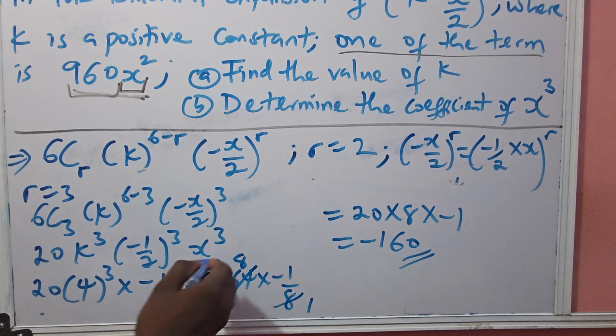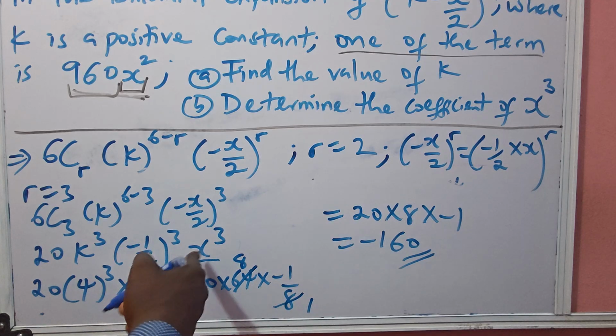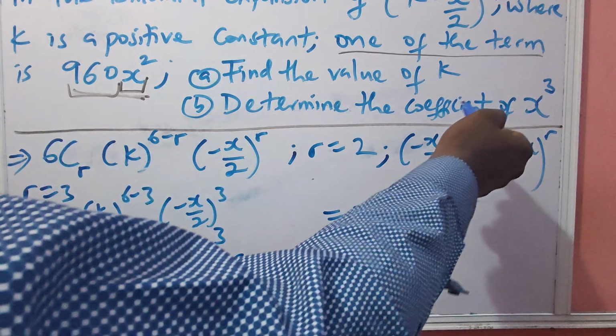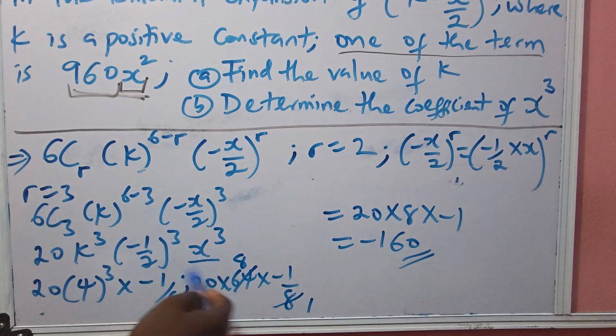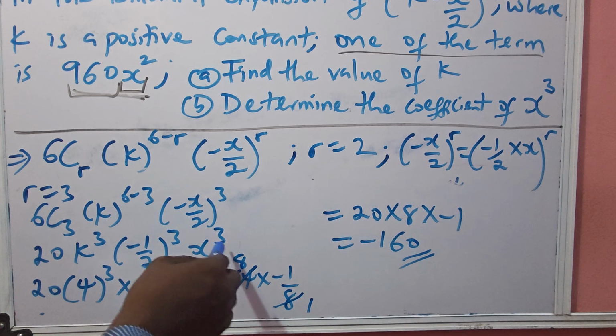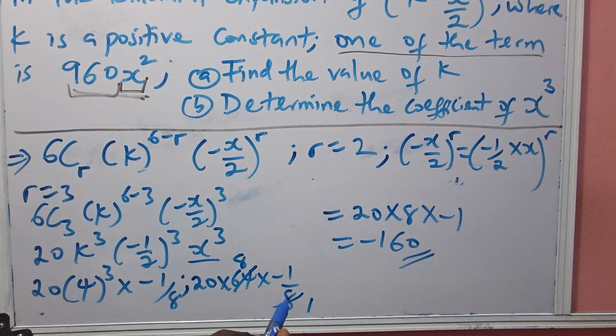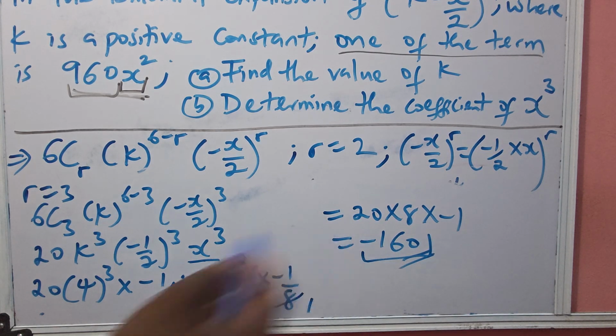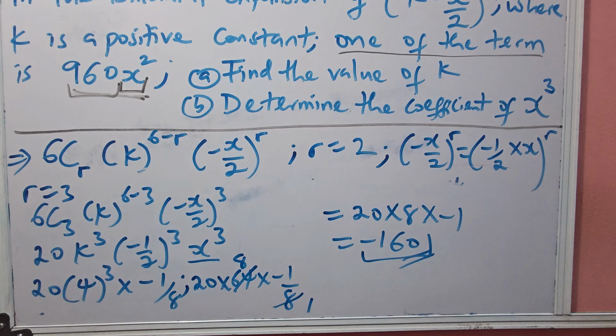Don't forget we had an x cubed here, but we did not do so much on that because, of course, it was the coefficient we're looking for. So every other thing apart from x raised to the power of 3, we call the coefficient. And that was minus 160. So this right here is the coefficient of x raised to the power of 3.